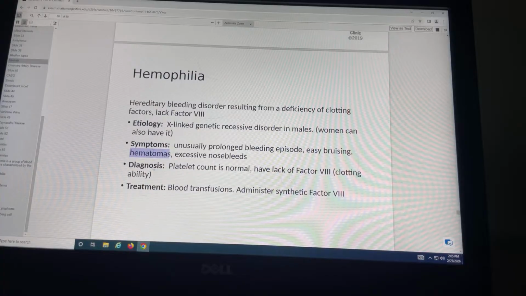So the only real treatment they can do is blood transfusions, and they can also give synthetic factor 8, so just like a medication that mimics the factor 8, kind of like people that have hypothyroid, their thyroid doesn't make the thyroid hormone, so you take synthetic thyroid pills to mimic those hormones that they don't have. It's the same kind of idea. They just take factor 8 supplements, okay? But yeah, this is a chronic disorder. You're not going to get rid of it because you were born with it. Does that make sense?